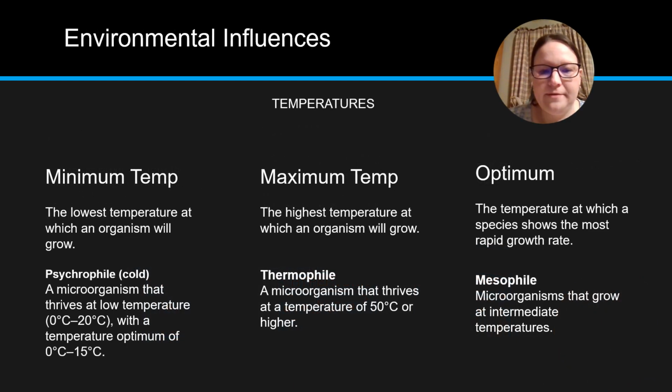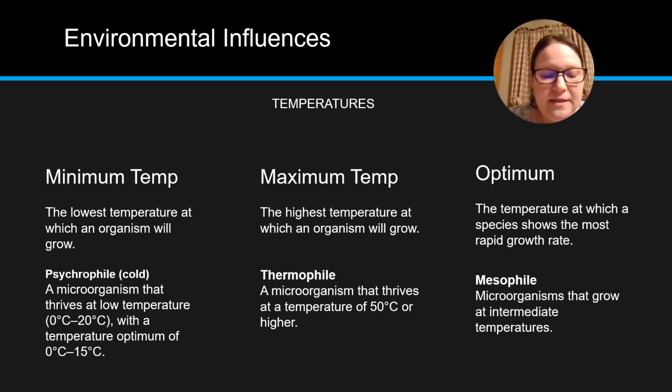Right now we're going to talk about some environmental influences on growth. One of the big ones is temperature. We can have a minimum temperature, a maximum temperature, and an optimum temperature. The minimum, of course, is the lowest temperature at which an organism will grow. Maximum is the highest temperature at which an organism will grow. And then the optimum is the temperature at which a species shows the most rapid growth rate. This is what they thrive in.